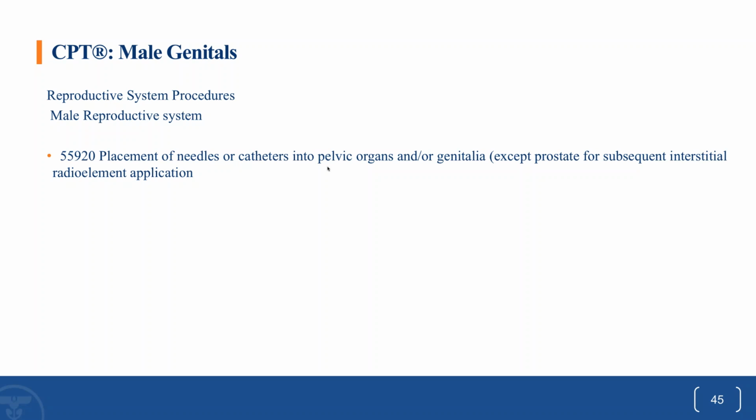CPT code 54150. Okay. What's important about this particular code is here on 54150, it says circumcision using a clamp or other device with regional dorsal penile or ring block, right? So I want you to highlight where it says dorsal penile or ring block. So that's included in your 54150.